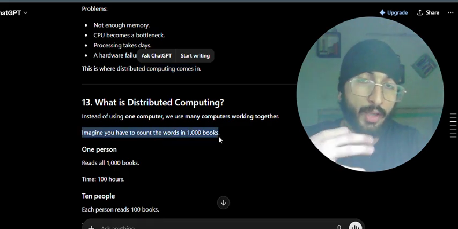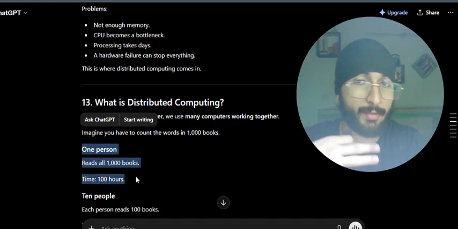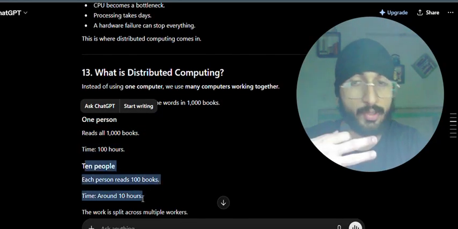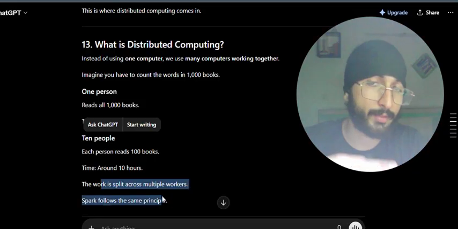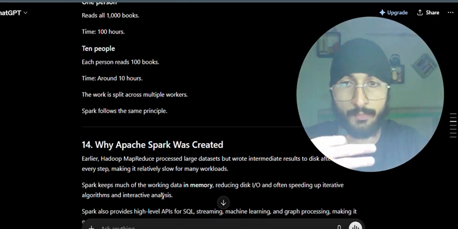Imagine you have to count the words in 1,000 books. One person reads all 1,000 books, time 100 hours. 10 people, each person reads 100 books, time around 10 hours. So, the work has been split across multiple workers. Spark follows the same principle.